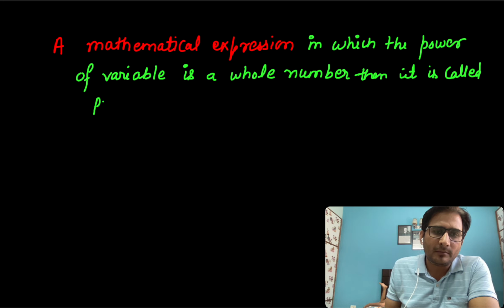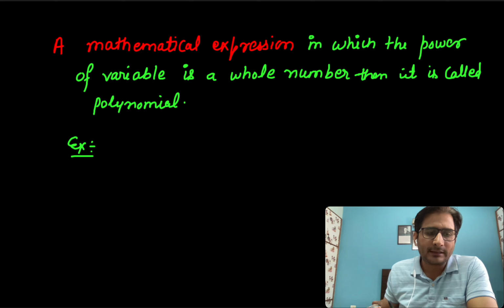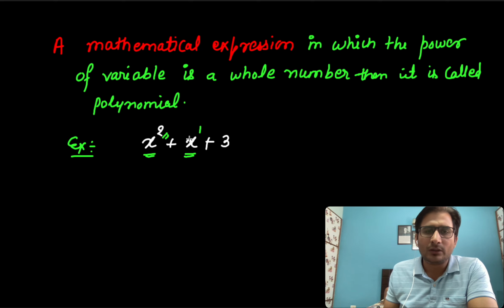Let me explain this thing with the help of an example. The example is, suppose it is written x square plus x plus 3. So what is the power of variable in this case? It's 1. The power of variable in this case is 2. So 1 is a whole number, 2 is a whole number. So it is a polynomial. Yes, it is a polynomial.